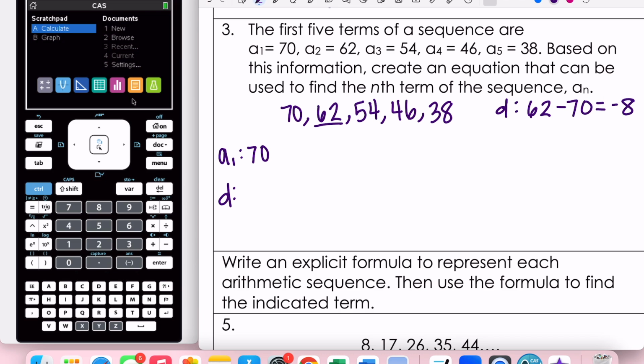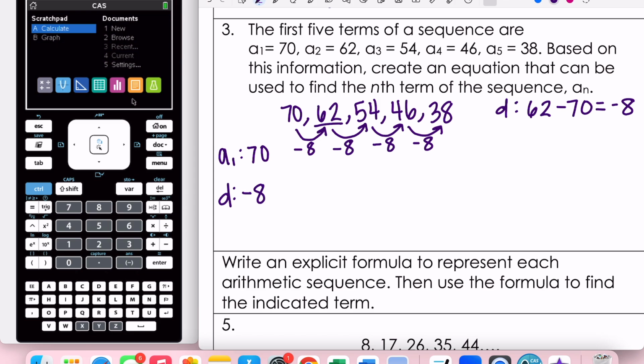Guys, without really having to even do the math off to the side, I hope you can also realize the difference between 70 and 62 is 8. I went down, so I know I subtracted. The difference between 62 and 54 is 8. I went down, so I subtracted. Again, if I subtract 8 from 54, I get 46. And if I subtract 8 from 46, I get 38. So here I have the same common difference. Here, again, my common difference is negative 8.